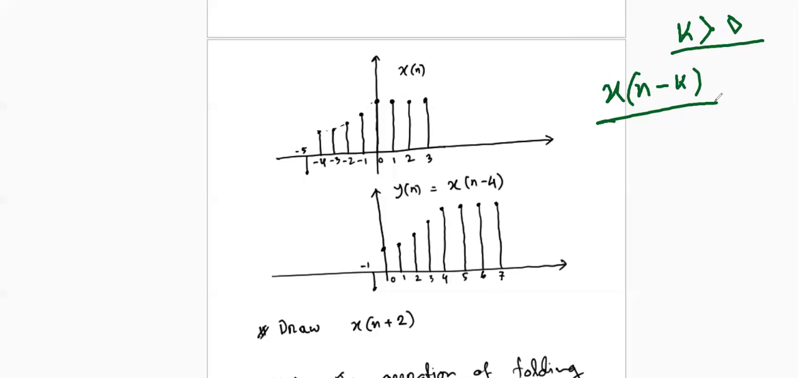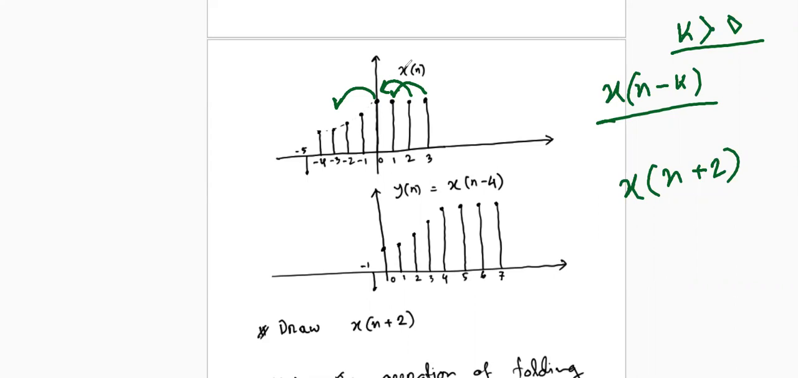It will be delayed. Similarly, if we put n+2, what does it mean? It will be forwarded. Forwarded means this sample will move to the 0th sample. This point will be forwarded like this, and this point will be forwarded too. All the points will be forwarded to the left.